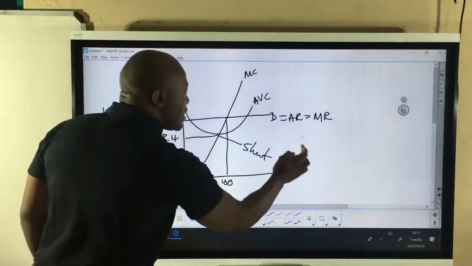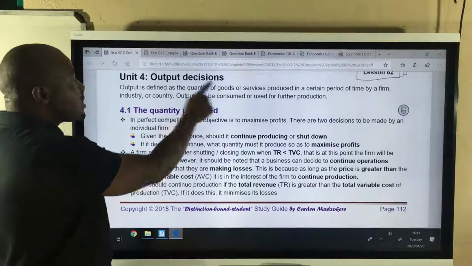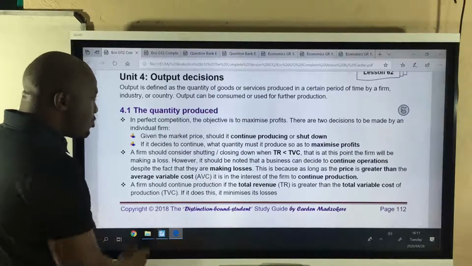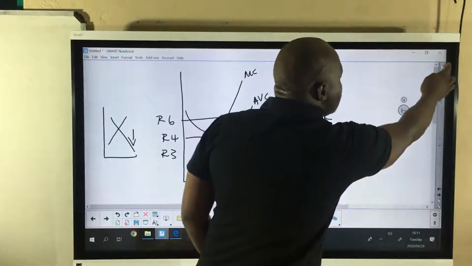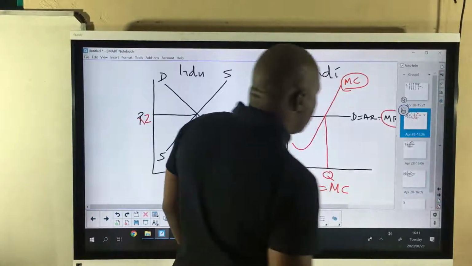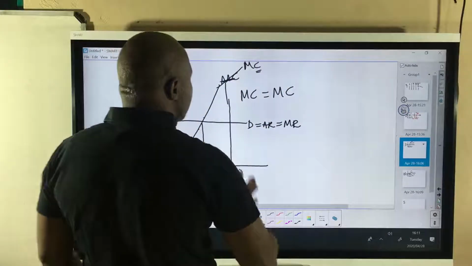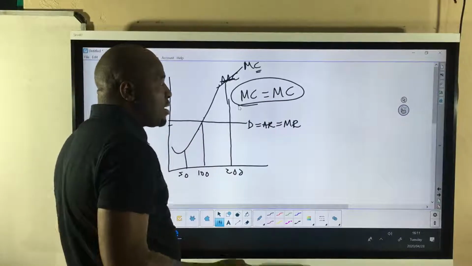So in this case, I'm saying the firm should not produce anything, because what we are asking in this lesson is output decisions. How much should the firm produce? Number 1, produce where you maximize your profits. That is here. Is it there? No, it's there. Produce where you maximize your profits, where your MC is equal to your MR.